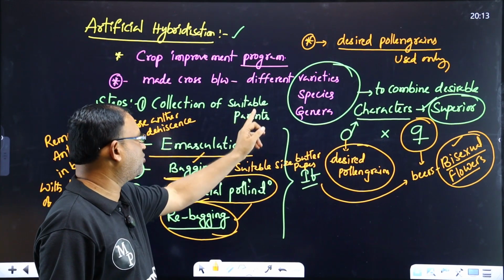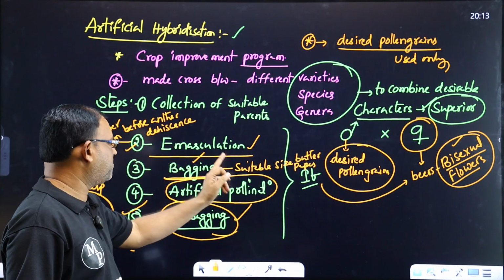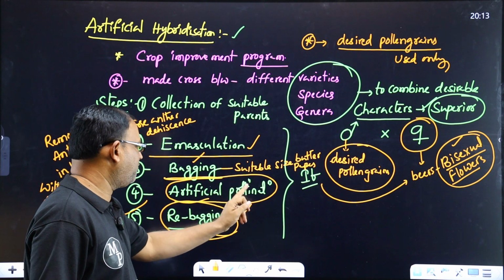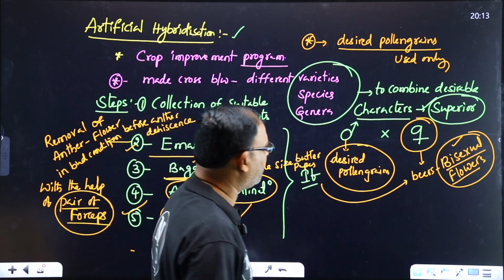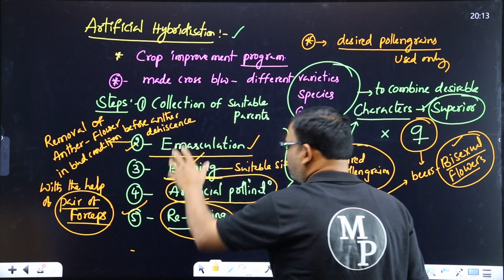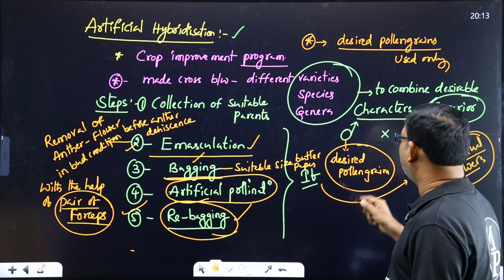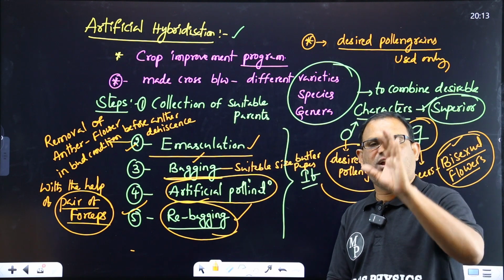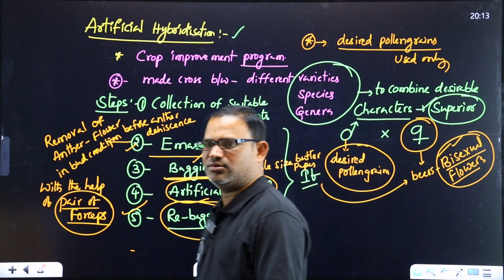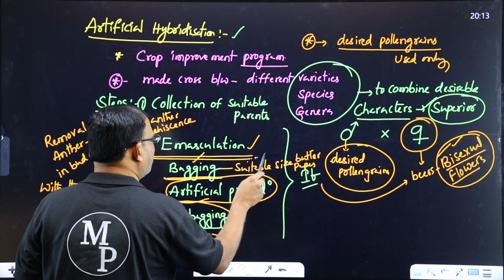One is collection of suitable parents. Second is emasculation. Third is bagging. Fourth is artificial pollination. Fifth is rebagging. This is very, very, very important. All these 5 steps take place if the flower is bisexual. If the flower is unisexual, very, very important, there is no need of the emasculation process.